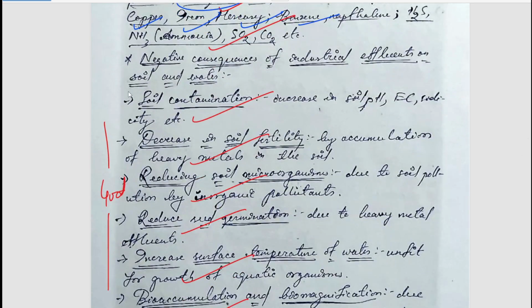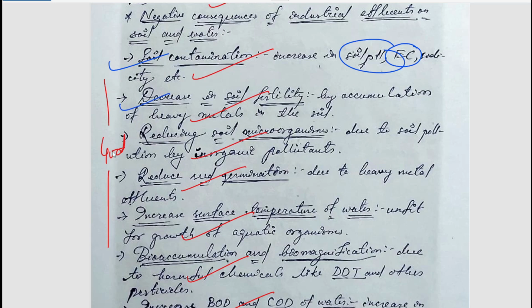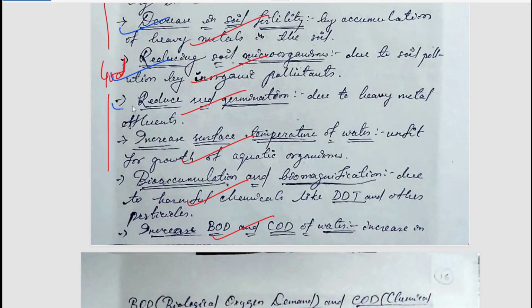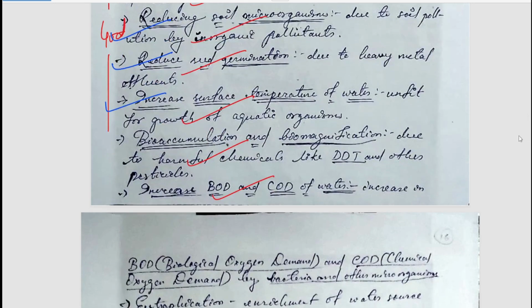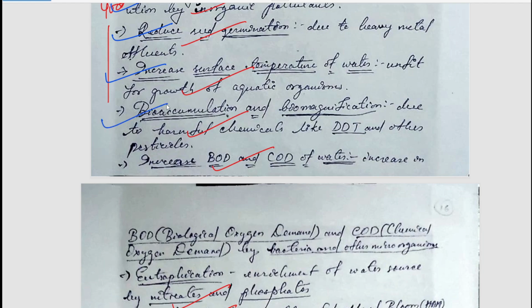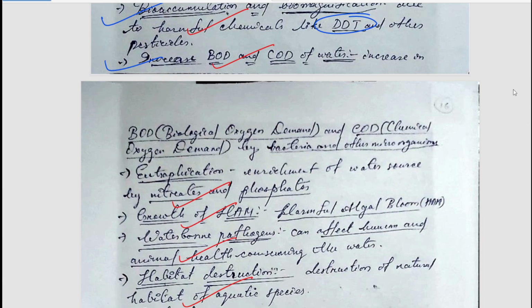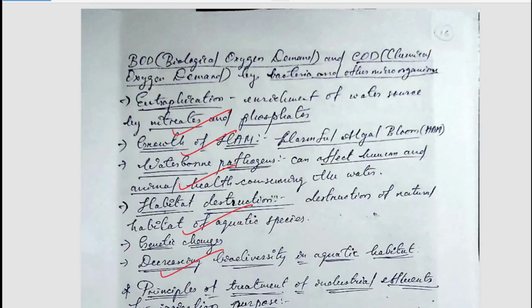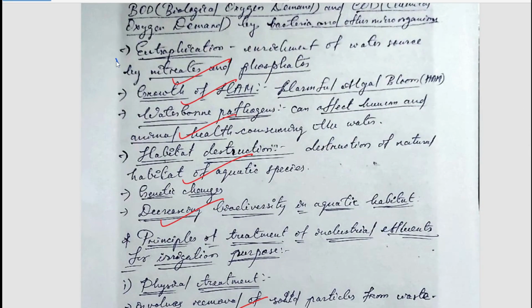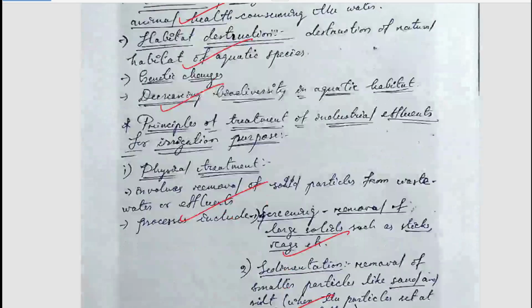Now, what are its negative consequences? Obviously, soil contamination. It will affect soil pH, electroconductivity, all these things. It will decrease soil fertility. It will reduce soil microorganisms. It will reduce seed germination, increase surface temperature of water, bioaccumulation and biomagnification can be seen if DDT and other things are released. It increases BOD and COD, that is, the water is getting polluted, the biological oxygen demand of water is rising. Eutrophication, so growth of harmful algal blooms. So all these points are there. You can simply mention it.